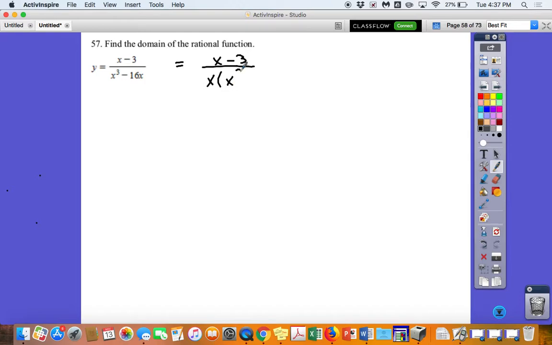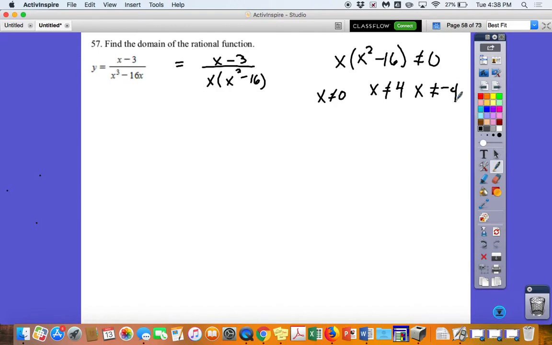So quite honestly, you could have just set your denominator not equal to 0. And we can do that. We can just do x, and then this thing right here can't be 0. Well, if I do that, I get x can't be 0, and then this right here, x can't be 4, and x can't be negative 4, because it factors. Or you could just do x squared can't be 16, do the square root. But you can't have those three things.